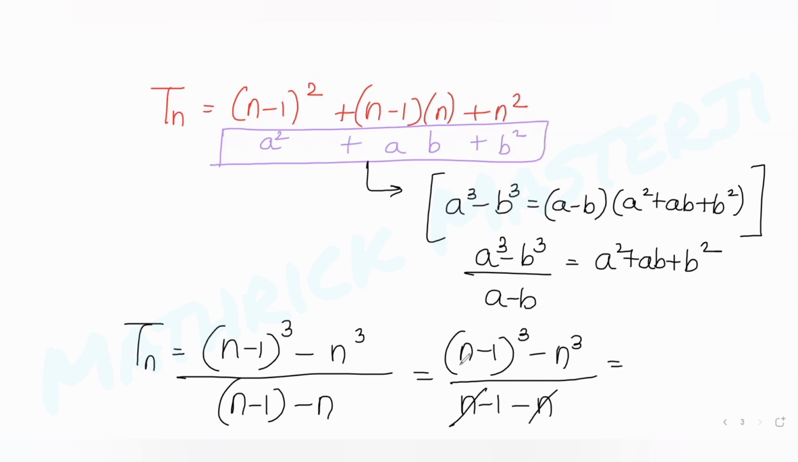So if I multiply or divide this entire numerator by minus 1, I get this turning out to become n cube minus n minus 1 the whole cube. So now I have my nth term in the form of n cube minus n minus 1 the whole cube.